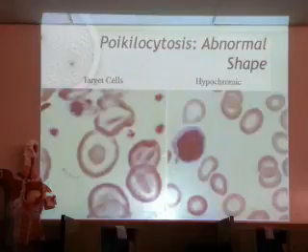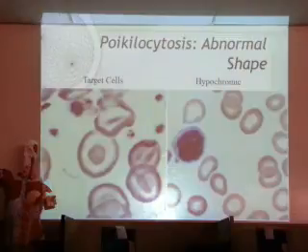Okay. On the right side, we have examples of small cells again, but with a large central pale area. So if the red cells are pale in color with a large central pale area, we call that hypochromic. Microcytic hypochromic is almost automatically iron deficiency, but not always. Nothing is all that clear cut.